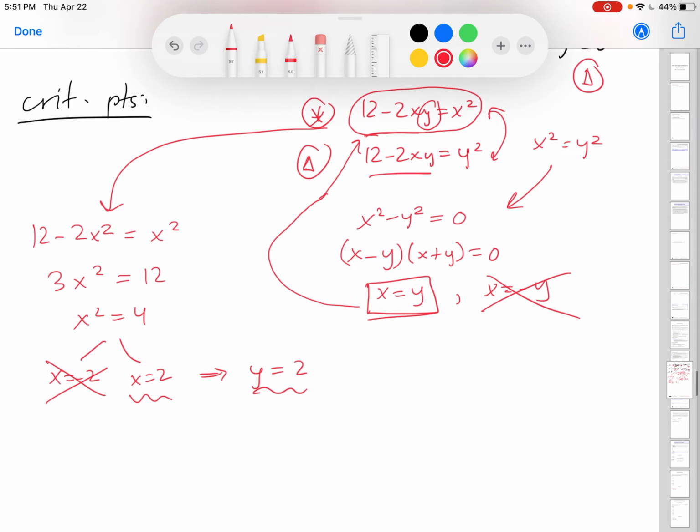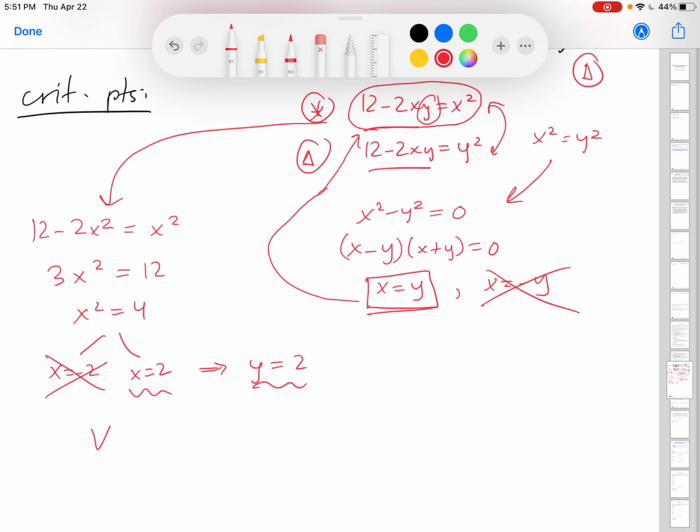Awesome. And then let's just go back and calculate very quickly what is the volume of this box with a side length of 2 meters and then a length times width of 2 meters and 2 meters.